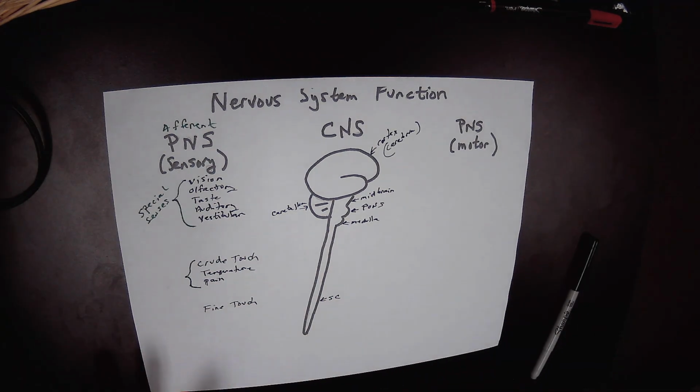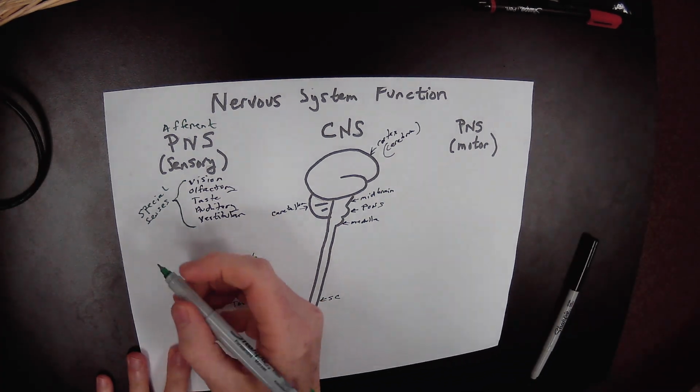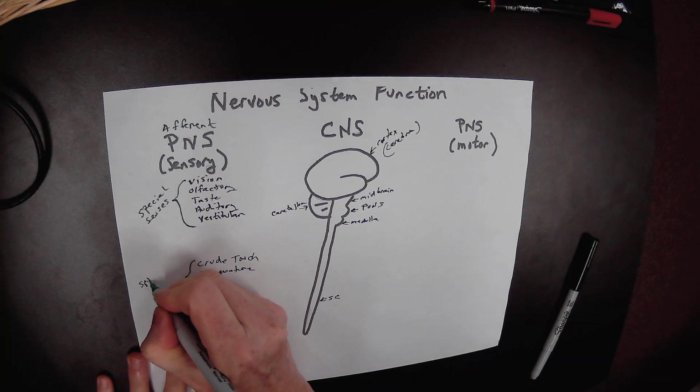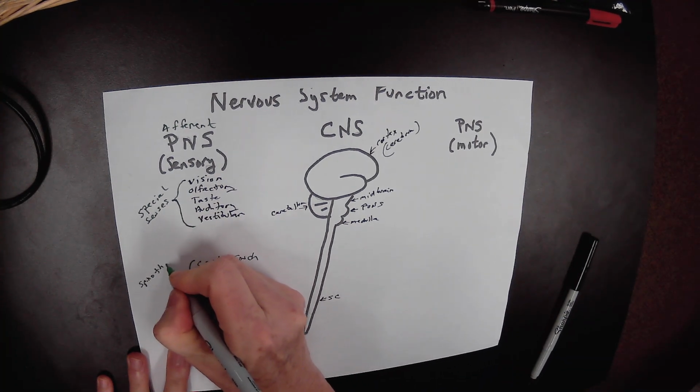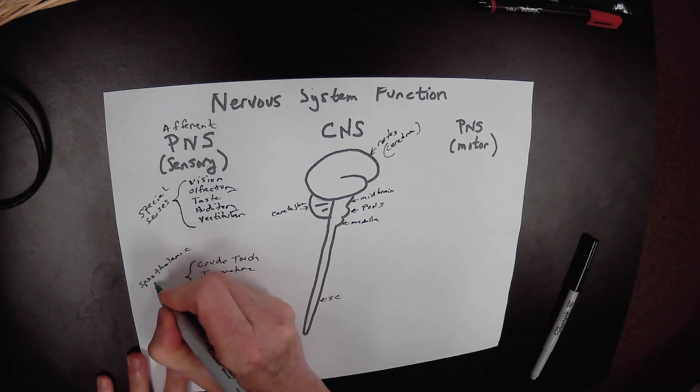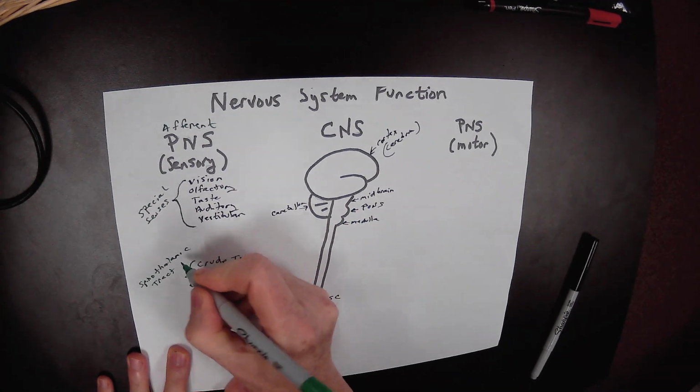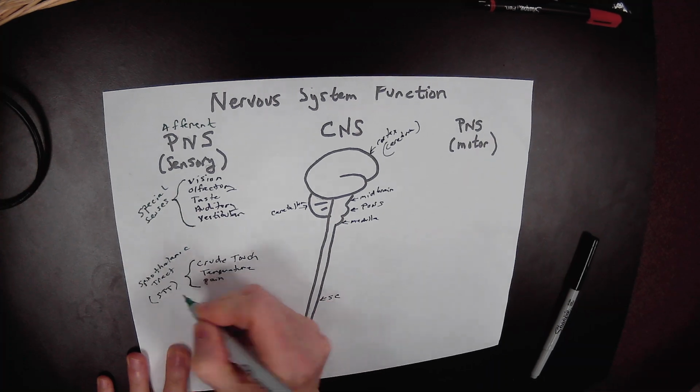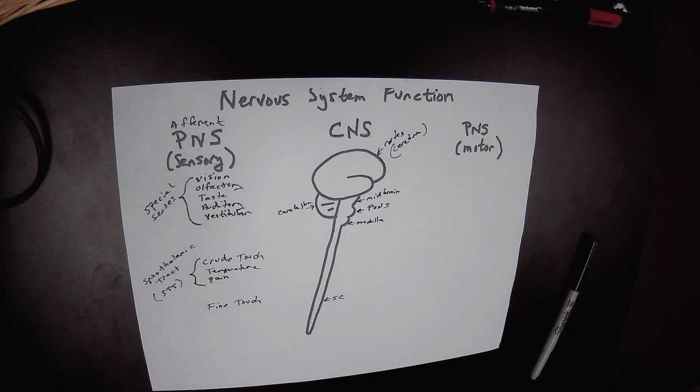So crude touch, temperature, and pain all are brought into the nervous system through the same kind of pathway. Does anyone know what that pathway is? So when I say crude touch, temperature, and pain, that travels through something called the spinothalamic tract, T-R-A-C-T. And I'll abbreviate that as STT. So there you go, first day of class, you're getting STT, spinothalamic tract. There's pain, temperature, and crude touch from the environment.